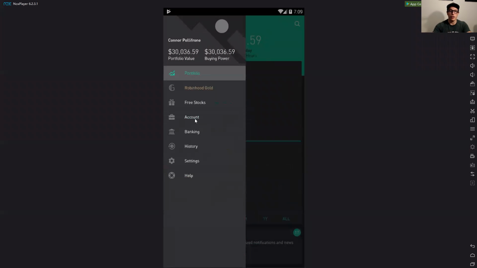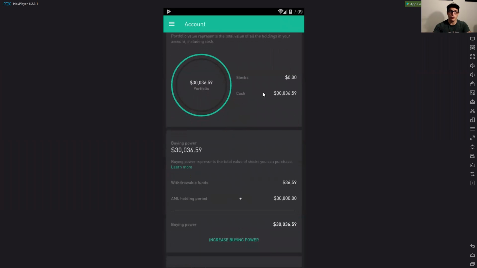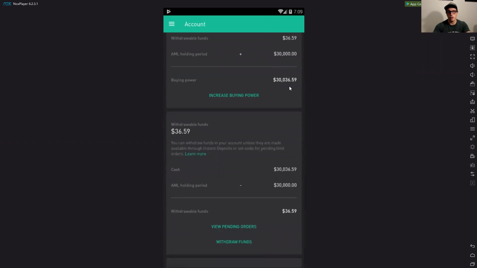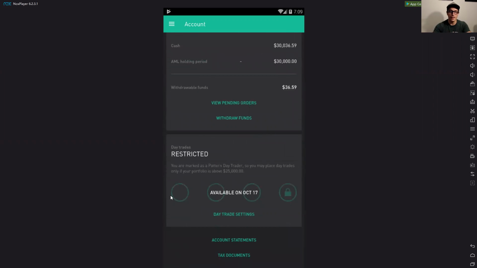And again, here's my account. You scroll down, $30,000 cash, $30,000, $30,000. Okay, you keep going down, and you can clearly see it's still restricted, even though they mention as long as it's above $25,000, we will unrestrict your account. So, you know, what can you say?